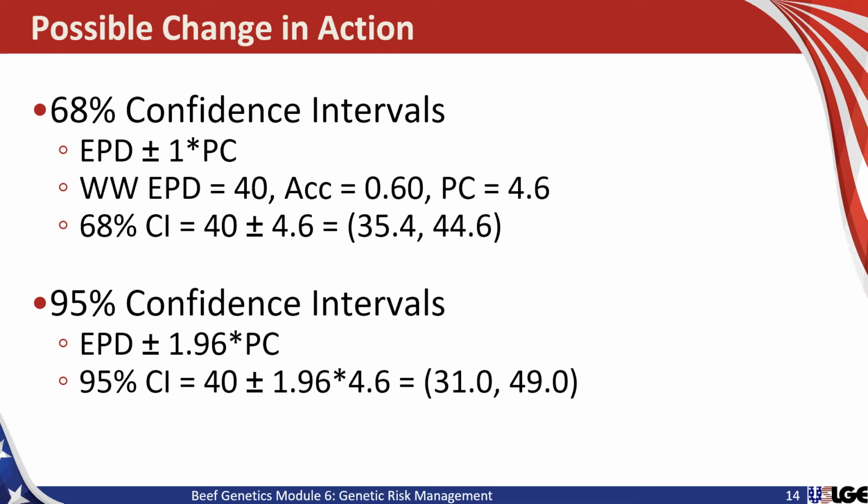You'll note that if we want to be more confident in our range and predictions, we can increase that by using, instead of one possible change value, 1.96. The possible change interval is calculated the same way, so it's 40 plus or minus 1.96 times the possible change value of 4.6 to yield an interval of 31 to 49. So we're 95% confident that this bull's true progeny difference lies within this interval.